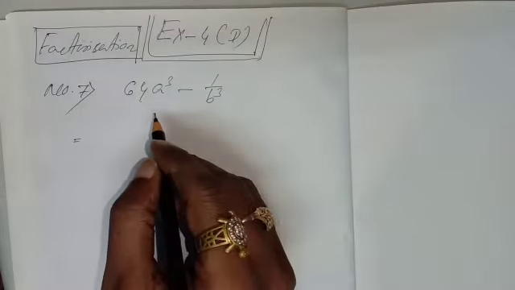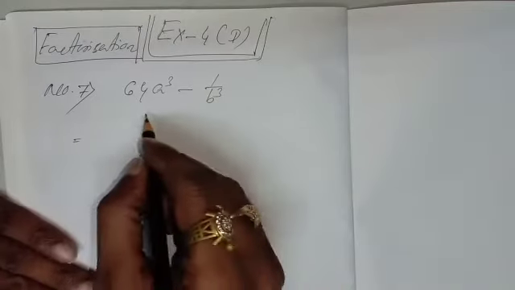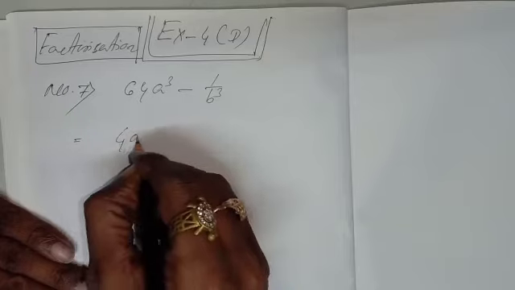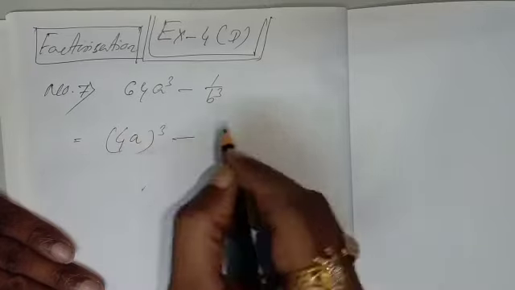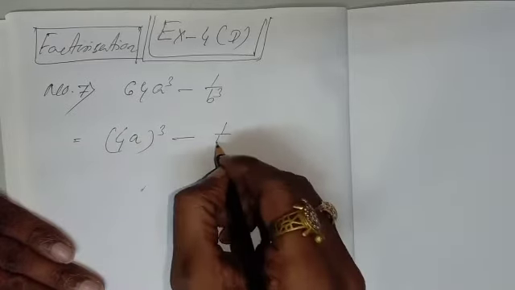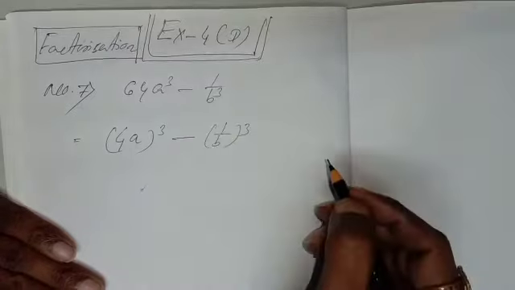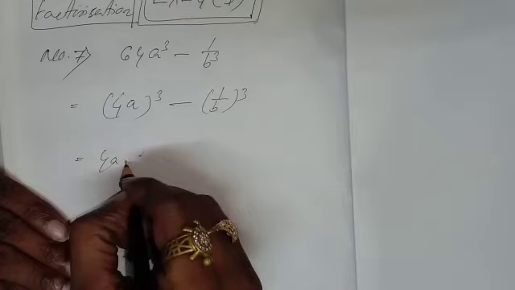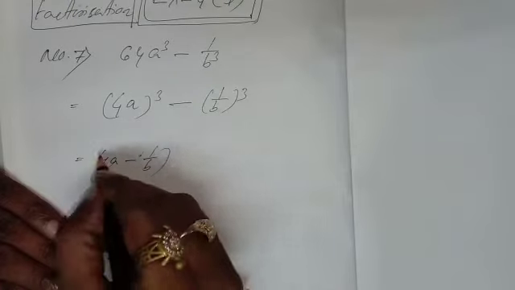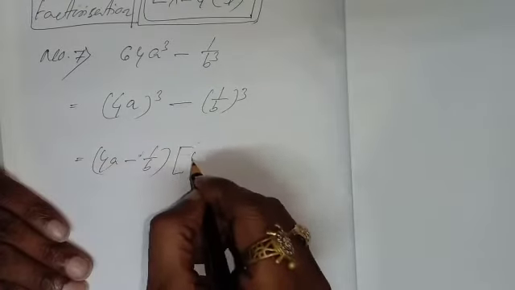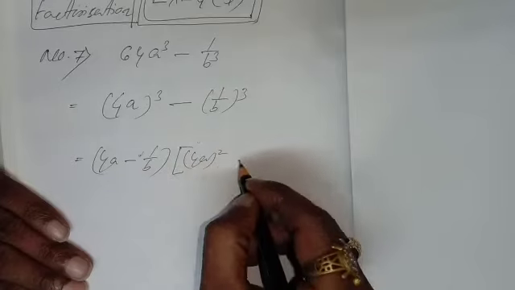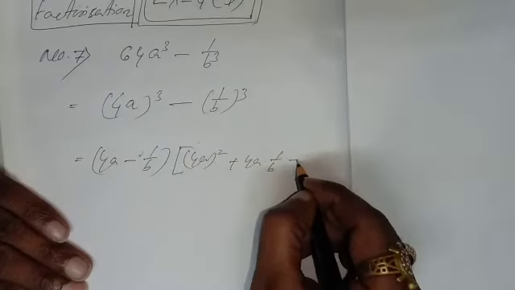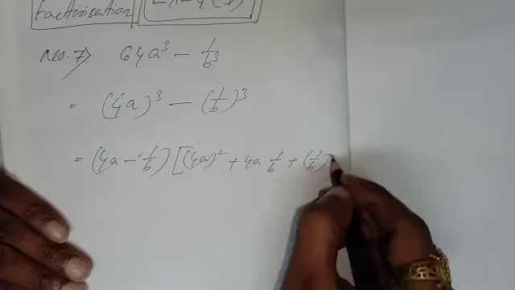64a cube minus 1 by b cube. First of all, tell me, 64a cube means whose whole cube? That is 4a whole cube. 1 by b cube means 1 by b whole cube. A cube minus b cube formula is what? A minus b, that is 4a minus 1 by b, whole into a square, that is 4a square, plus ab, 4a into 1 by b, plus 1 by b whole square.